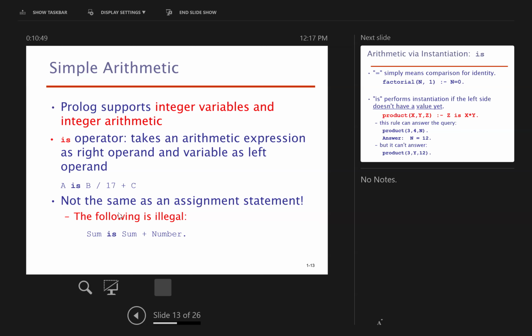Each operator takes an arithmetic expression as the right operand and a variable as the left operand. So if I say A is B divided by 17 plus 16, it means we evaluate B divided by 17 plus 16 and assign it to A. That's the reason I didn't say assign, because what they are saying here is almost the same as functional programming. So I cannot say sum is sum plus number. This is not an assignment operator, it's equality.